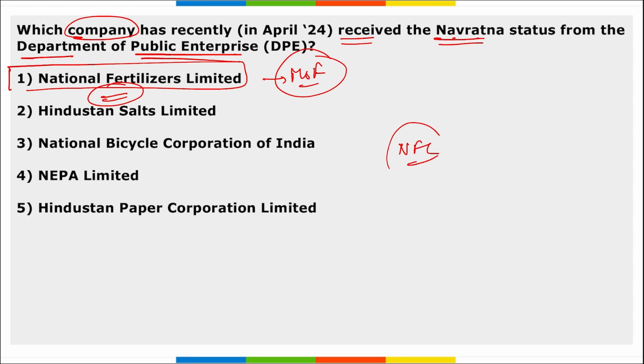Now NFL has an authorized capital of 1000 crore rupees and a paid up share capital of 490.58 crore rupees.